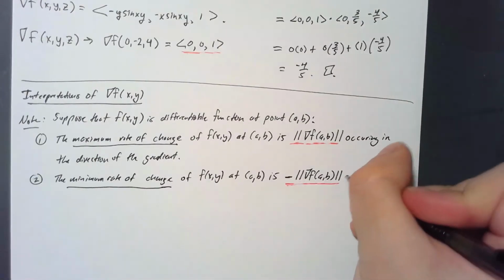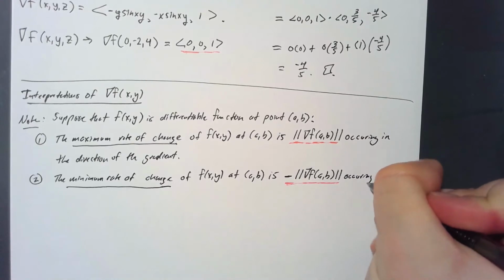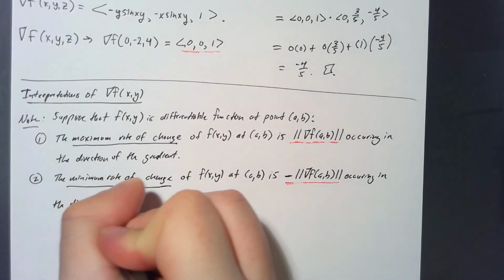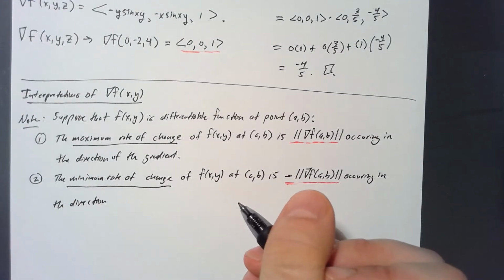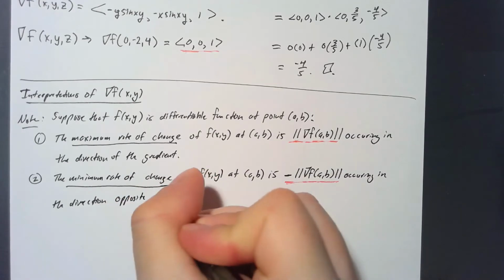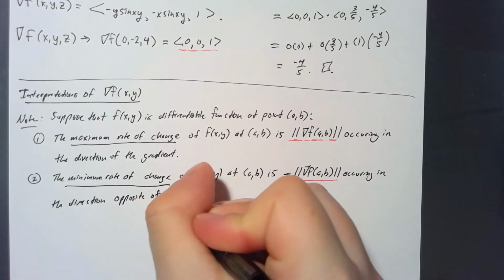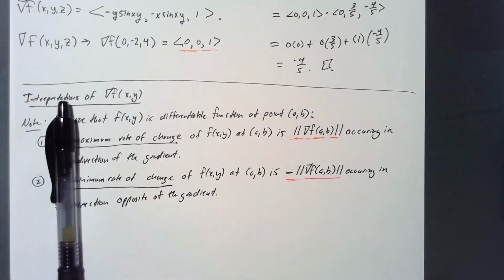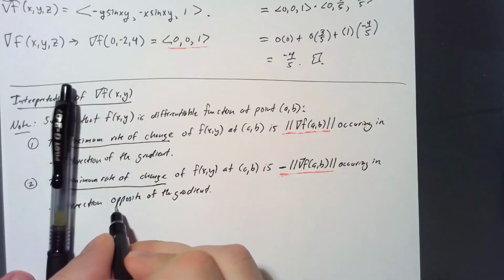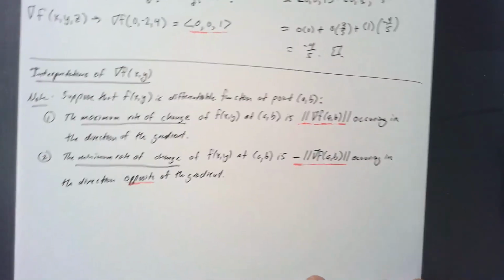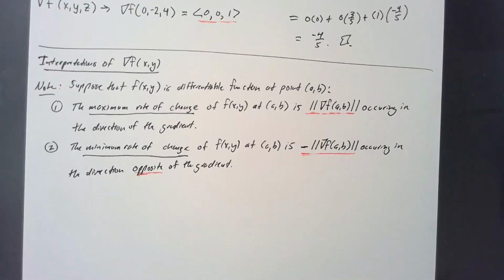And that's occurring in the direction opposite of the gradient. Because what do we know about vectors and their opposite? The opposite vector is just the opposite sign, right? Because a vector is a direction, right?